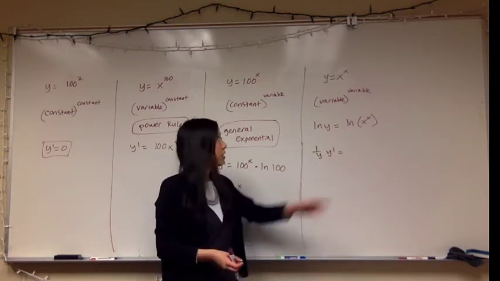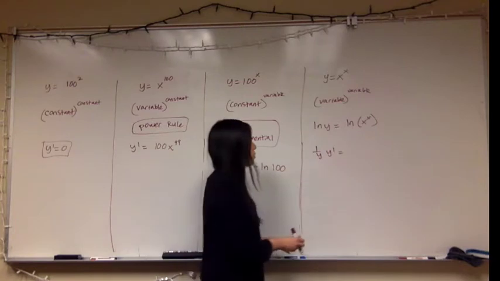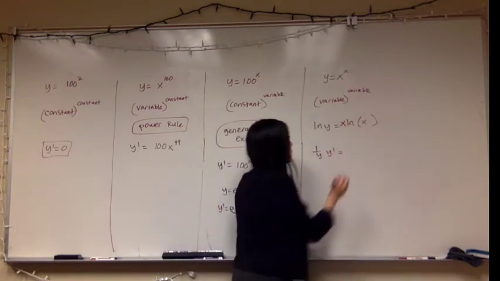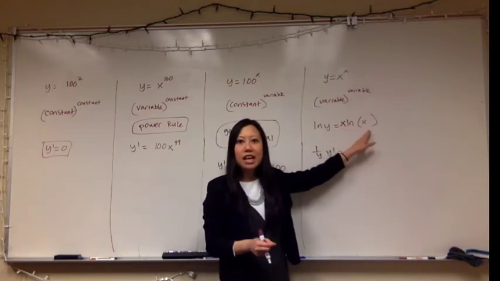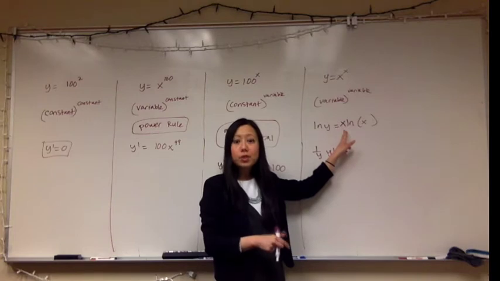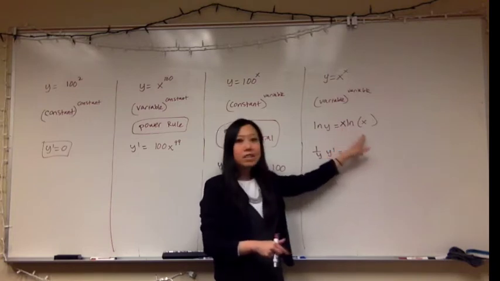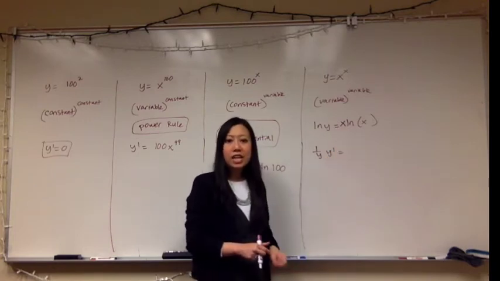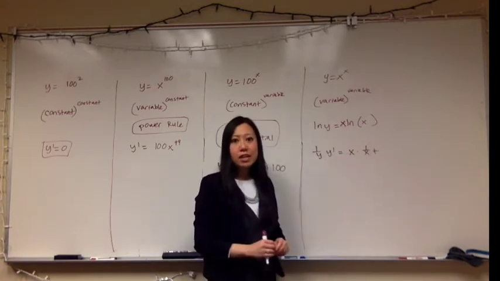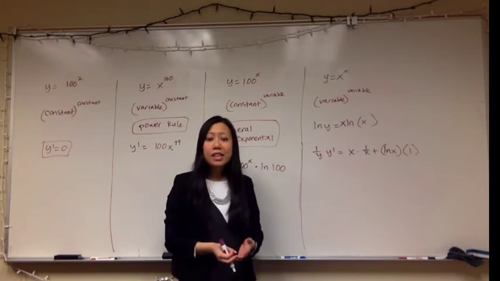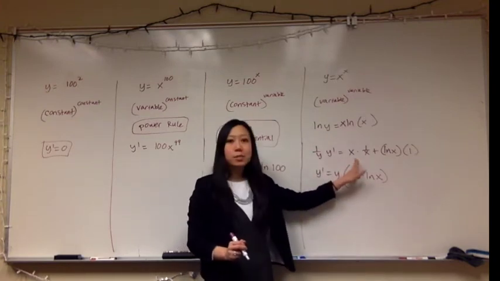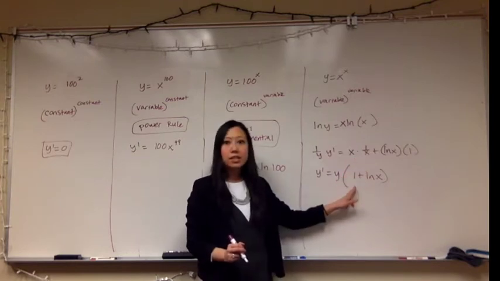The derivative of the right side, well, first let me go ahead and simplify that. Right, so if I have ln of x to the x, I can just bring the exponent to the front. So now I take the derivative using product rule. I have x times the derivative of ln x, which is x times 1 over x. And then I have ln x times the derivative of x. Now I go ahead and solve for y prime. So I bring the y over to the other side, I simplify x times 1 over x.